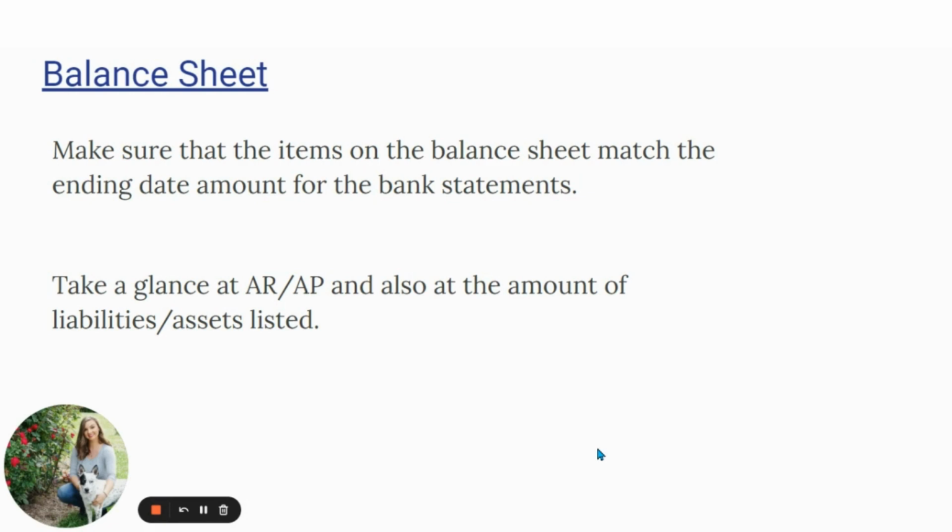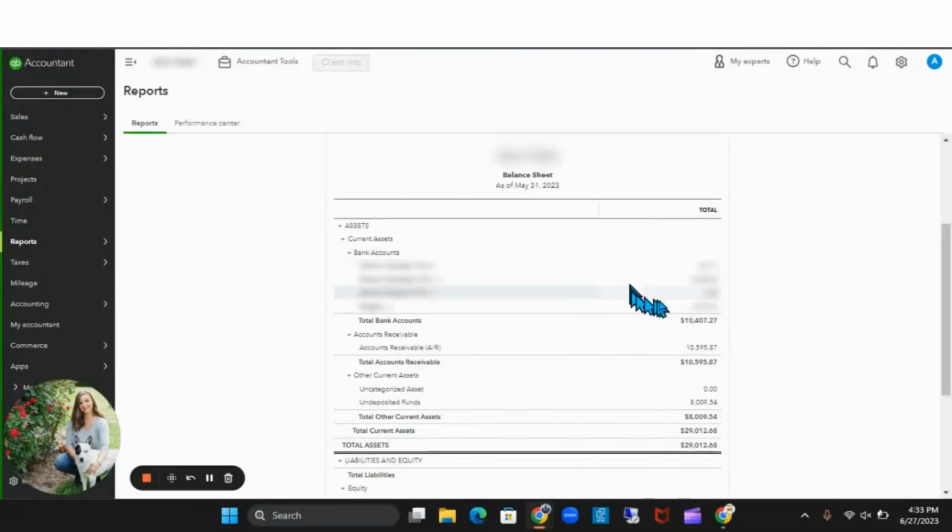Take a glance at AR/AP and also at the amount of the liabilities and assets listed. So that kind of goes hand in hand. So I'm going to show you again what that looks like. See the assets here, these bank accounts. This you can't see because it's blurred out, but it is negative 4,000. I know this account is not in the negatives, so that is going to take some looking into in QuickBooks and seeing what the heck happened there.